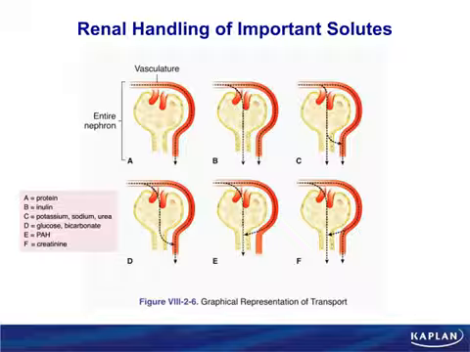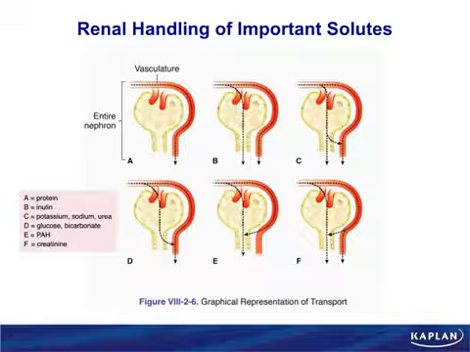So here's your nephron. A would be something like albumin, which is not filtered. B would be inulin. It's a substance that is freely filtered, not reabsorbed, not secreted. And that's what inulin does. It's not reabsorbed, it's not secreted. C would be a substance that is partially reabsorbed. C would be something like potassium, sodium, or urea.